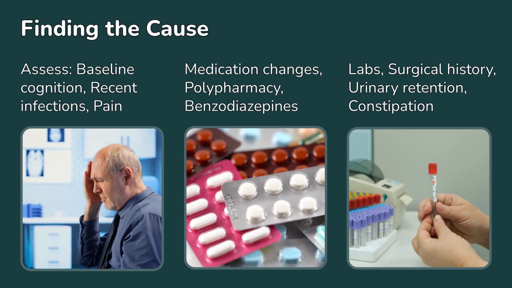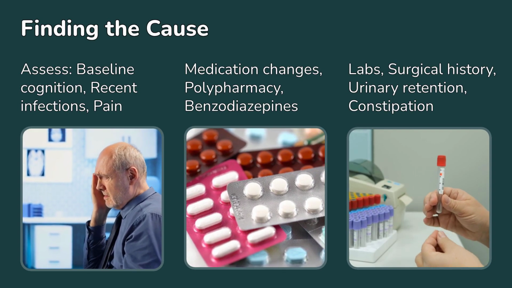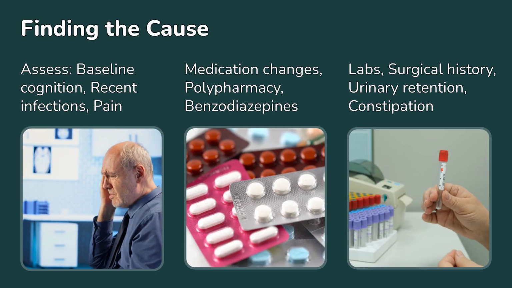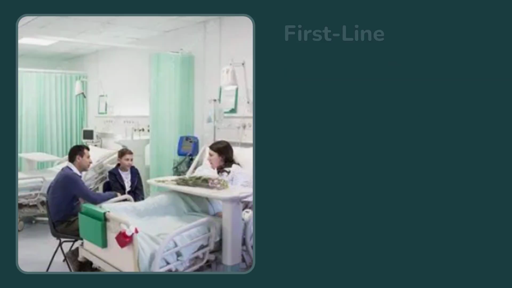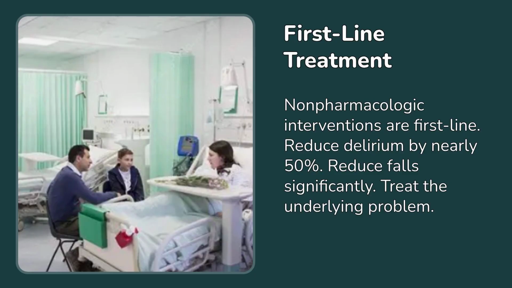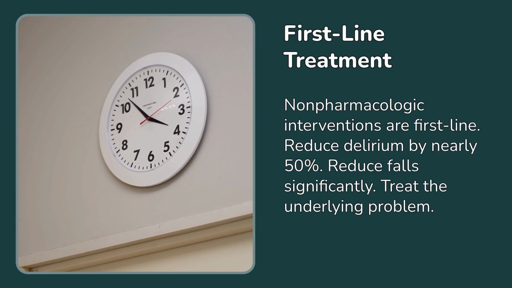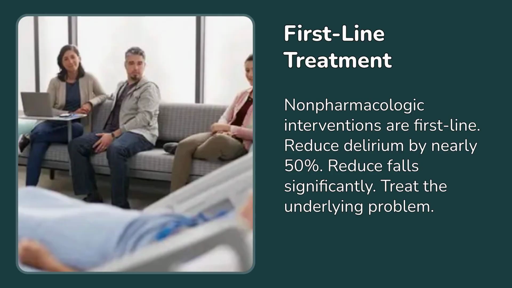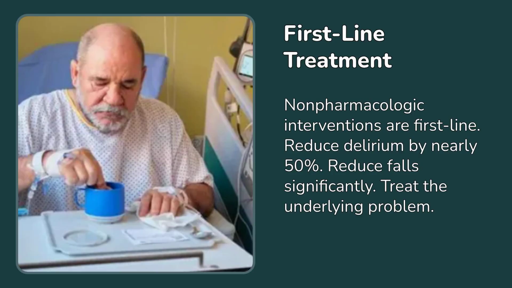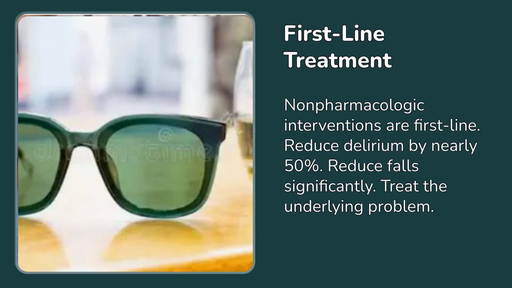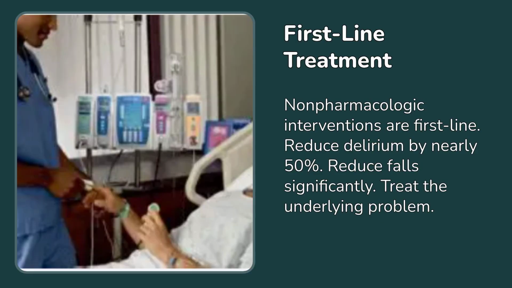Use validated tools: CAM, 3D CAM, 4AT, CAM-ICU. Screening works. It improves detection. Nonpharmacologic interventions are first line. They reduce delirium by nearly 50% and reduce falls significantly. Interventions include frequent reorientation, clocks and calendars, family presence, early mobility, avoiding restraints, protecting sleep-wake cycles, hydration and nutrition, ensuring hearing aids and glasses are used, pain control, and minimizing psychoactive medications.